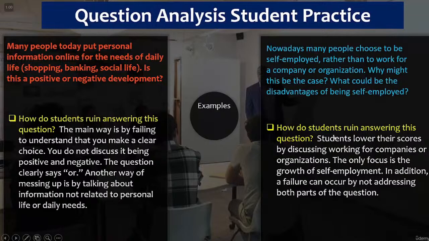For our second question, students lower their scores by having some discussion or writing about working for companies or working for organizations or why people work for organizations and companies. That's not the focus of the question. The focus is on the growth of self-employment. Also, you have to make sure that you answer both parts, not just answer why, but also talking about the disadvantages.